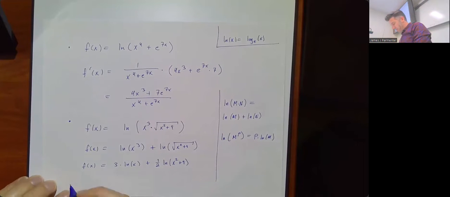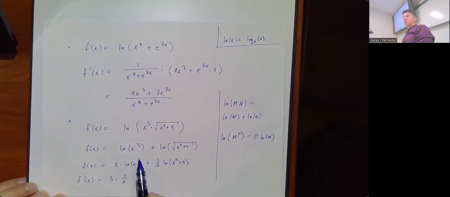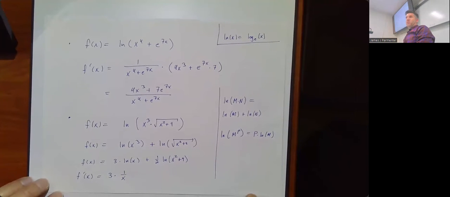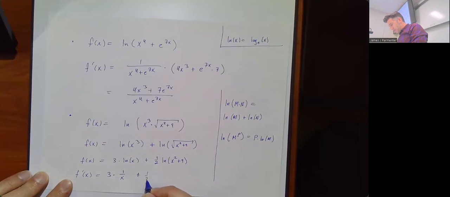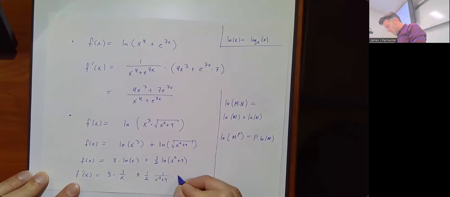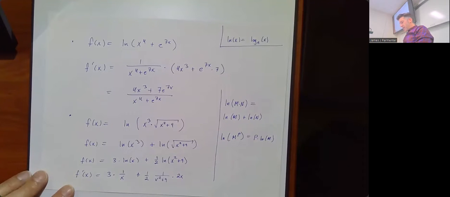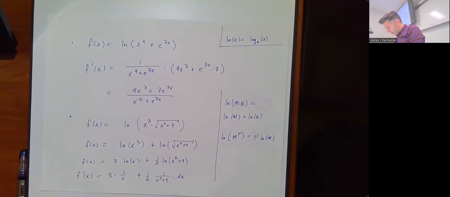So now I do just need to take the derivative. So my derivative is going to be 3 times the derivative of the natural log of x, which is 1 over x. And if I haven't said this before, I'm going to say it right now. When I'm thinking about taking the derivative of a constant times a function, the constant just hangs out. Right? Constant multiples just hang out, and we take the derivative of whatever they're multiplying by. Same deal here. This 1/2 hangs out, and the derivative of the natural log of some stuff is 1 over the stuff times the derivative of the stuff, which is 2x. And I suppose if I was in a simplifying kind of mood, I would cancel a 2 here and a 2 here and write this as 3 over x plus x over x squared plus 9. Kind of tiny.